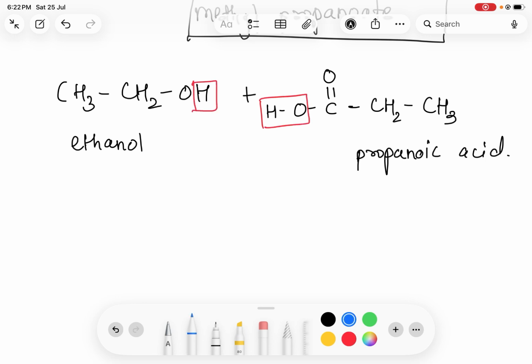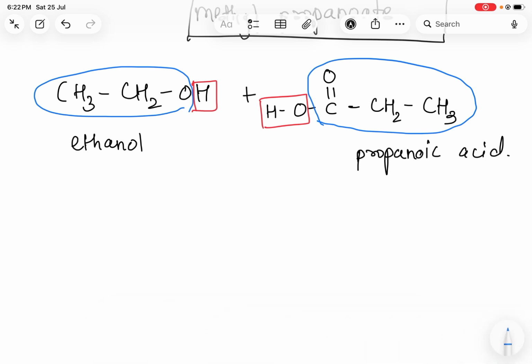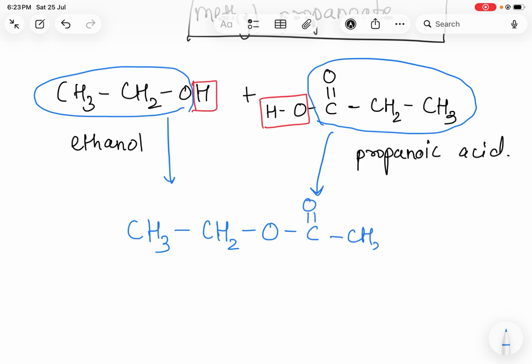Whatever is remaining, this part of the alcohol and this part of the carboxylic acid need to be combined with each other. So this I will copy as it is, which is CH3, CH2O, and this also I will copy as it is. So I'll just put a bond here and C double bond O, CH2, CH3. This is my whole structure of ester.